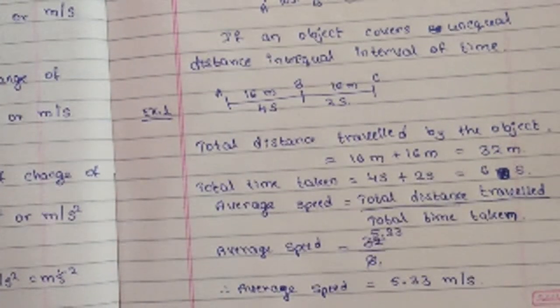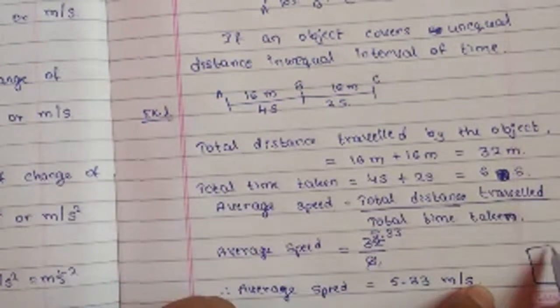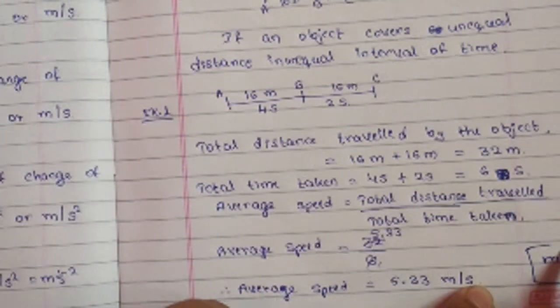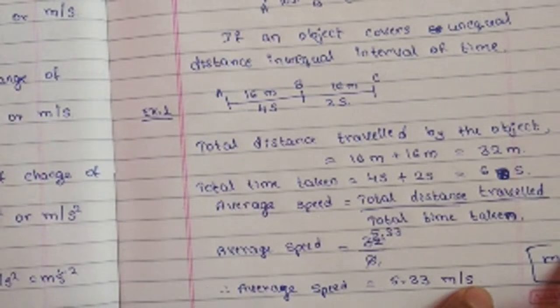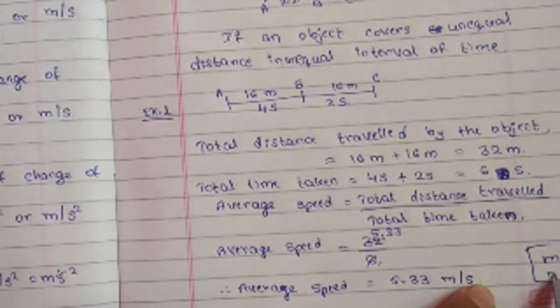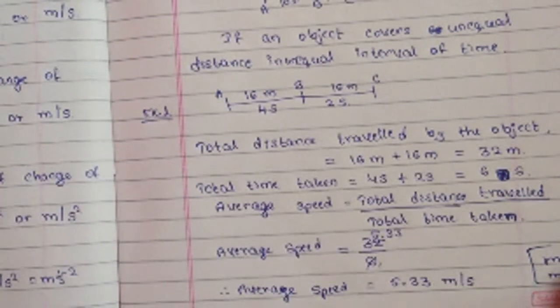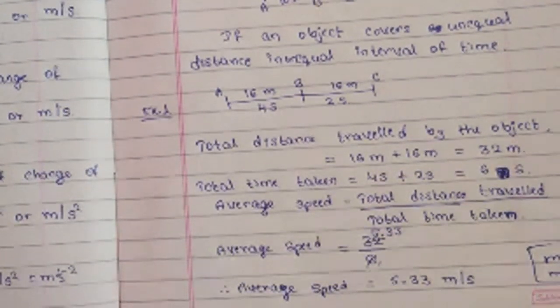J Lakshmi, you wrote m bar s raised to 1. When it is 1, no need to write 1. Okay, directly write m bar s. When it is square, that is for acceleration, then you have to write m bar s raised to square. And Kavya Raikar, it is not 5.33, it is 5.33 meter per second.